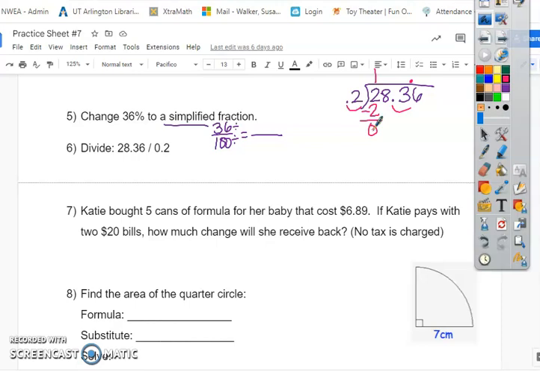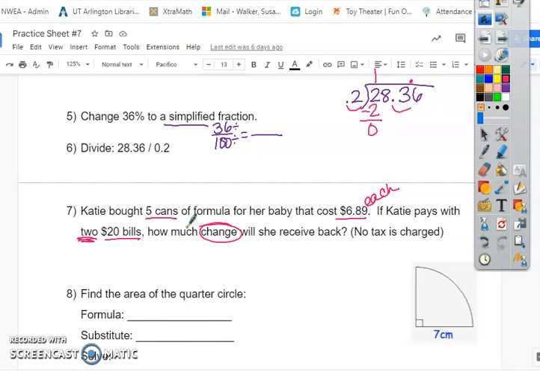Okay, number 7. Katie bought 5 cans of formula for her baby that cost $6.89. It should be $6.89 each, okay? If Katie pays with her 2 $20 bills, how much change will she receive back? That word each is really important there, so we want to make sure we put that in. So $6.89 each. How much change will she receive back?